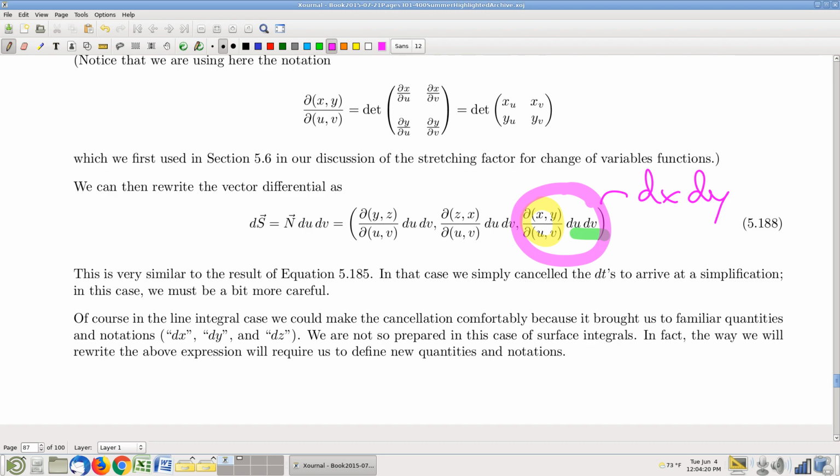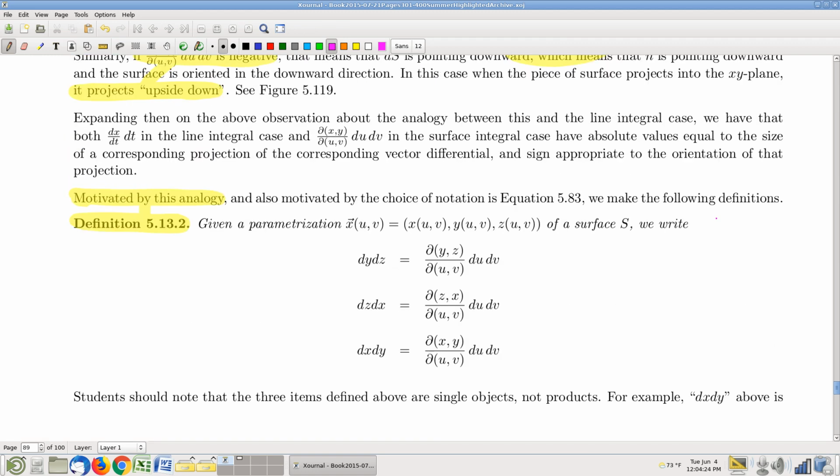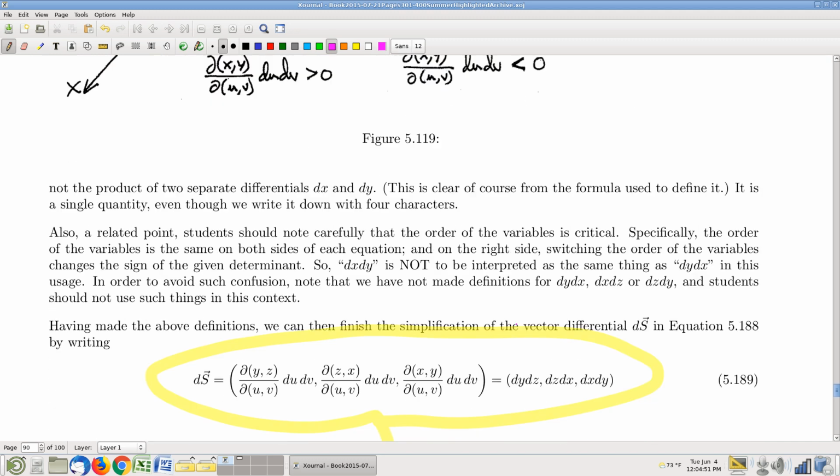Okay. And having done that, let's see what comes out. So here it is, rewriting this determinant times du dv, I'm calling that dx dy. Likewise for the other coordinate variables. By the way, there's some nice exercises in here. How would you make the analogous argument for dy dz and dz dx? It's a matter of thinking it through, very analogous to what we just did. And having done so, here's what we end up with.